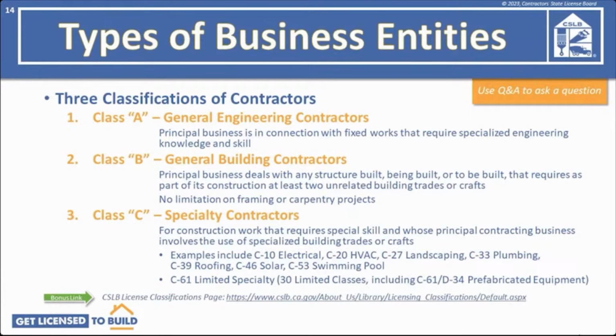There are also 30 limited specialty classes under the C61 classification. These include the C61 D34 prefabricated equipment class. More than 209,000 contractors hold a C license in California.